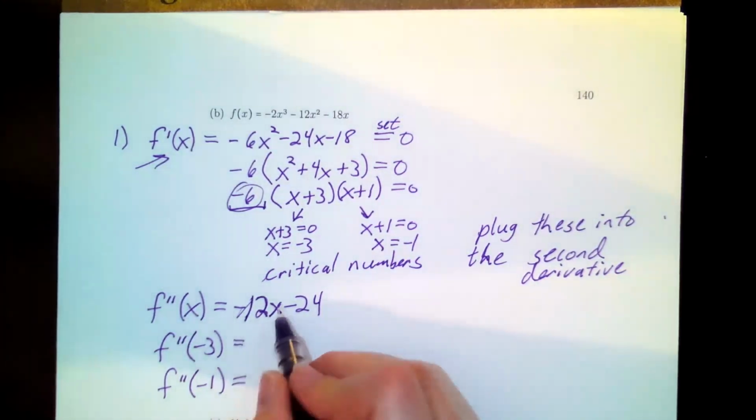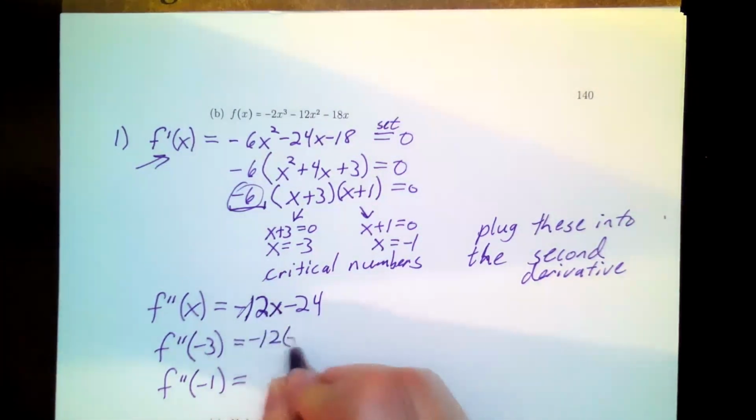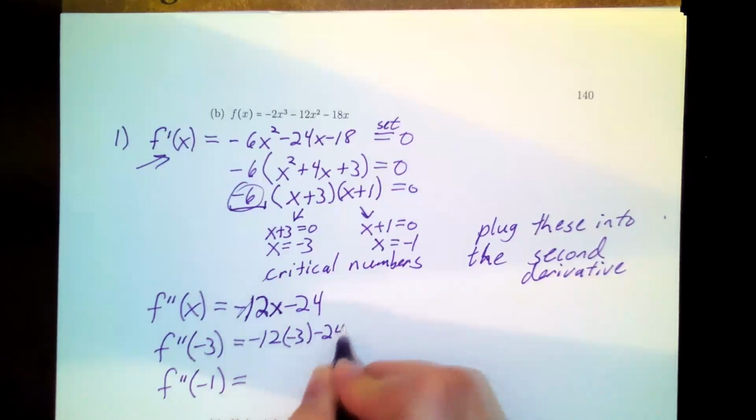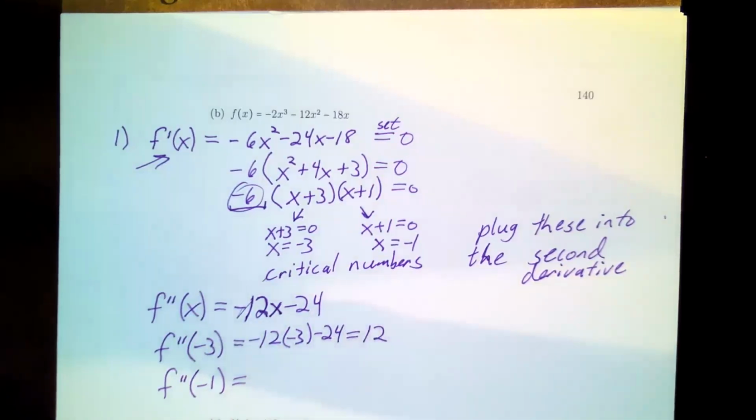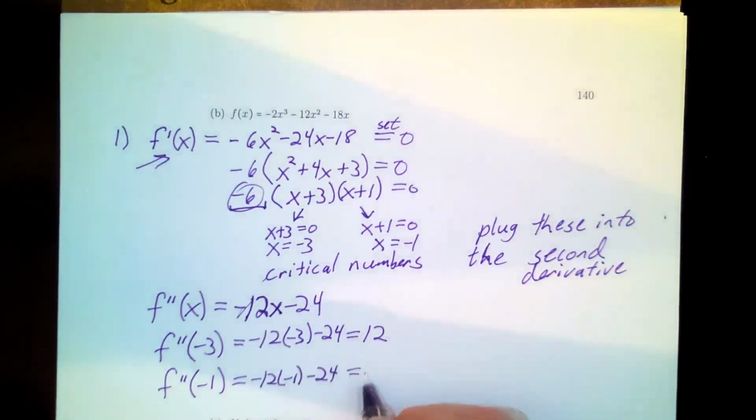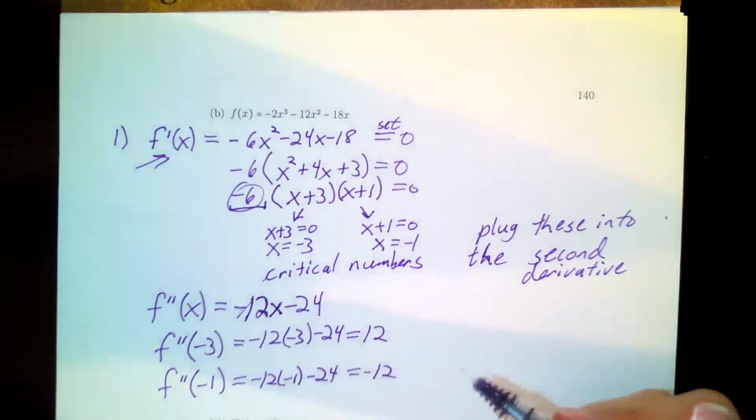So if you plug in negative 3 into this, you get negative 12 times negative 3 minus 24, which is 36 minus 24, which is 12. When you plug negative 1 into that, you get 12 minus 24, which is negative 12. Now it's up to us to make conclusions out of this.